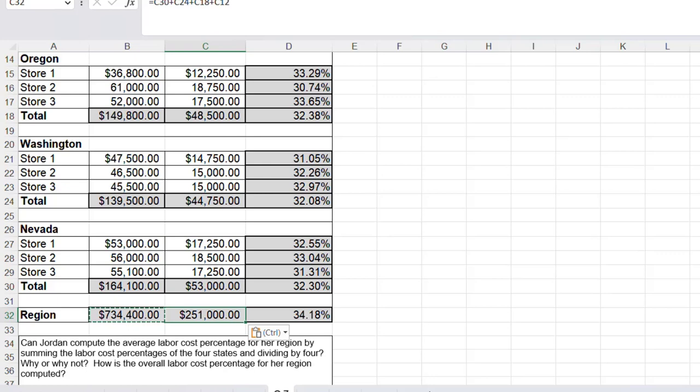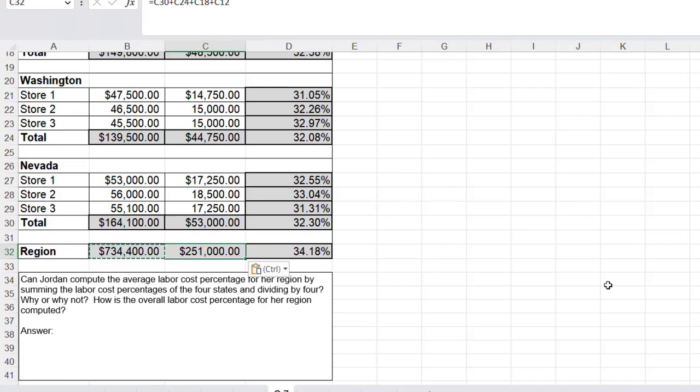All right, so can Jordan compute the average labor cost percentage for her region by summing the labor cost percentages of the 4 states and dividing by 4? All right, no, she can't, right? Because that would not make it a weighted average.